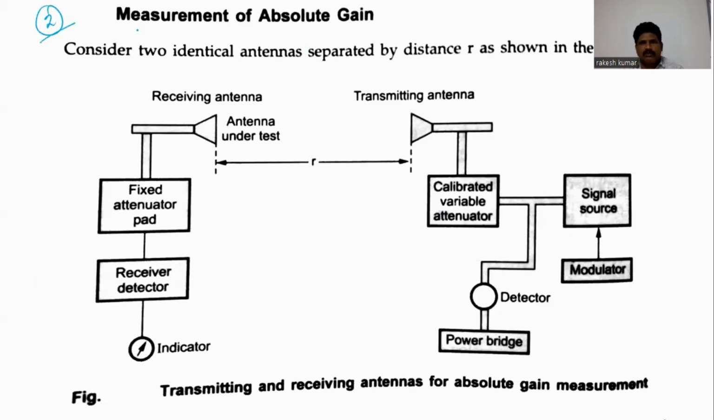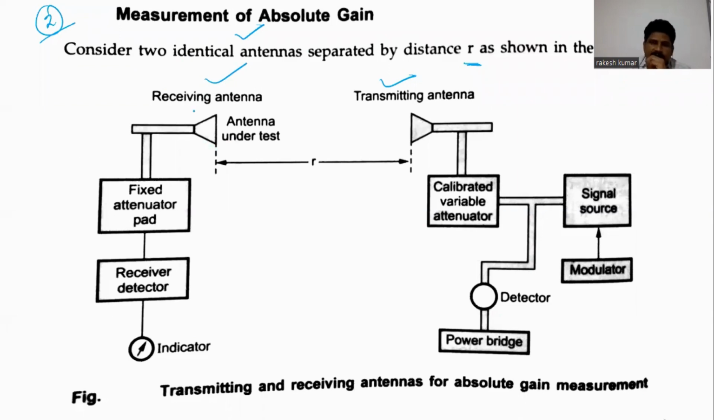Gain is measurement of absolute gain. Here also, two identical antennas separated by a distance r. So this is the transmitting antenna. This is the receiving antenna, that is, the antenna under test.